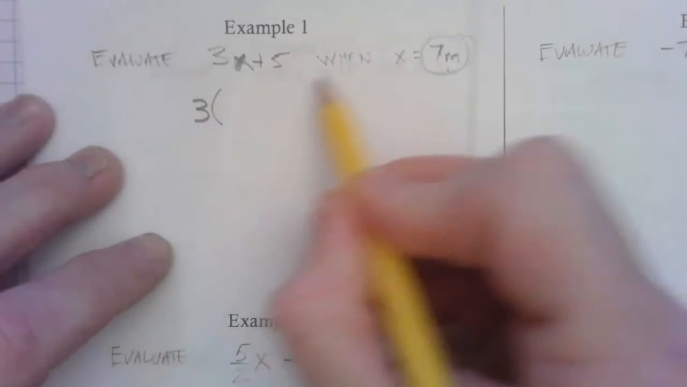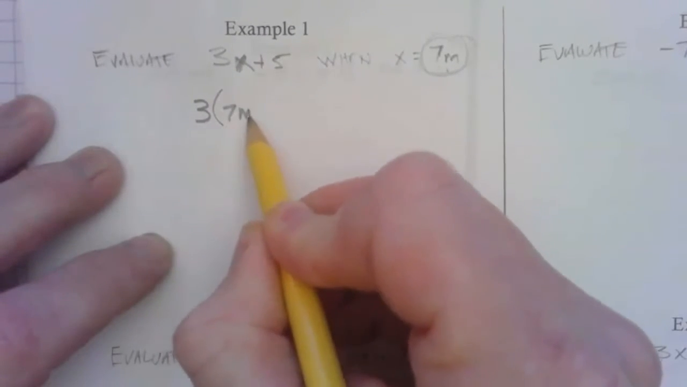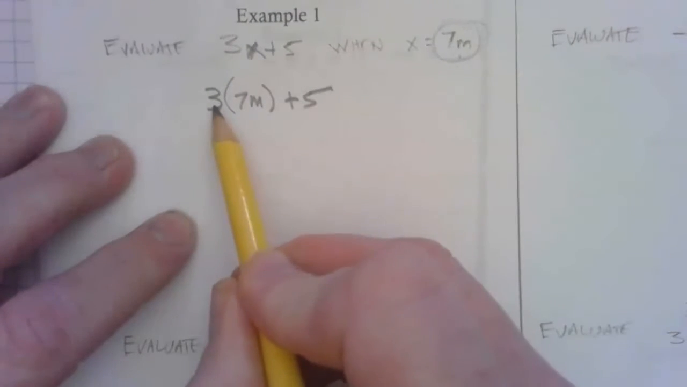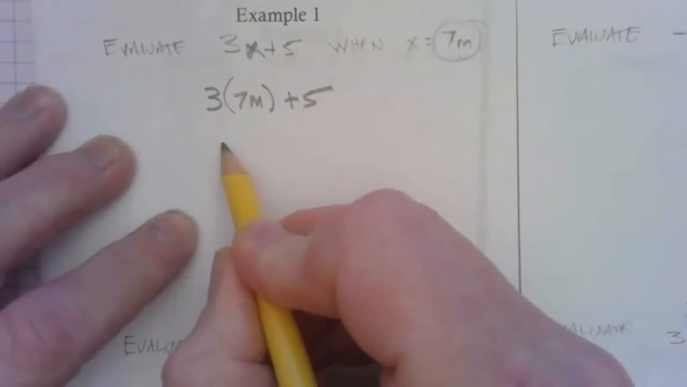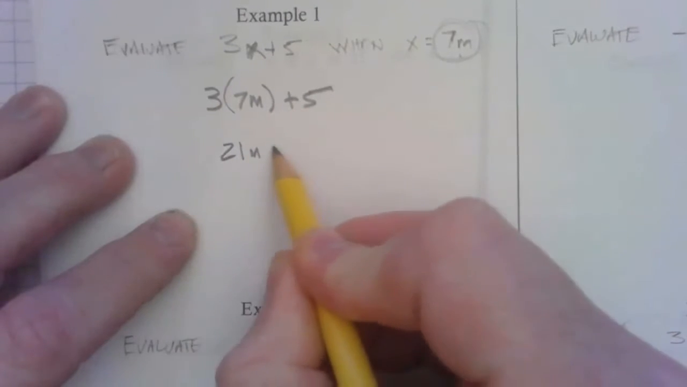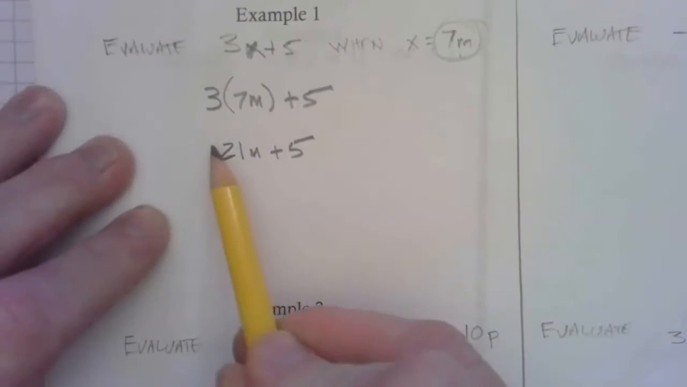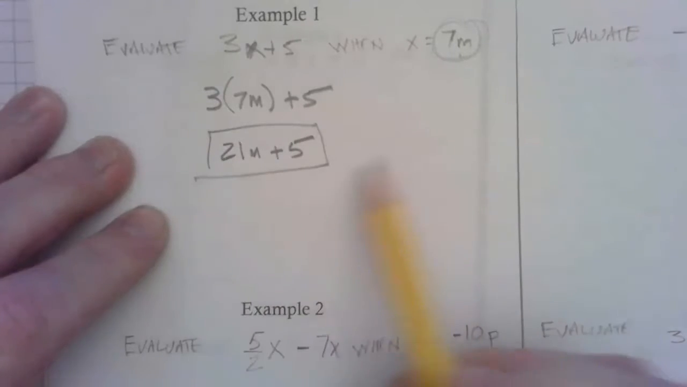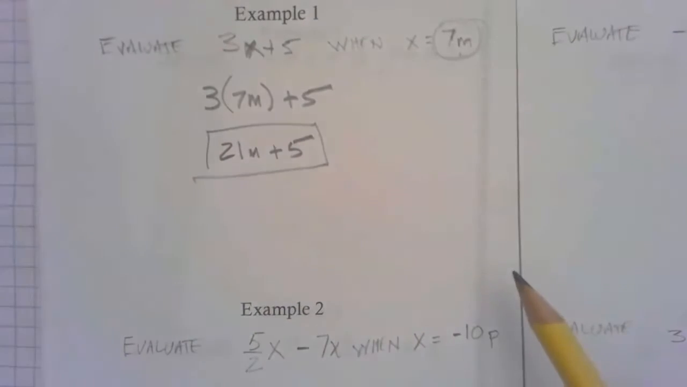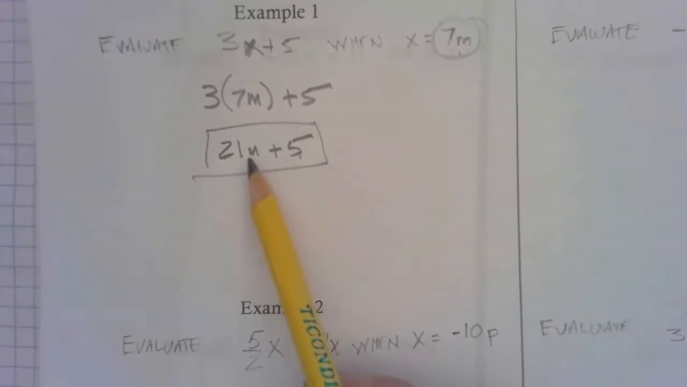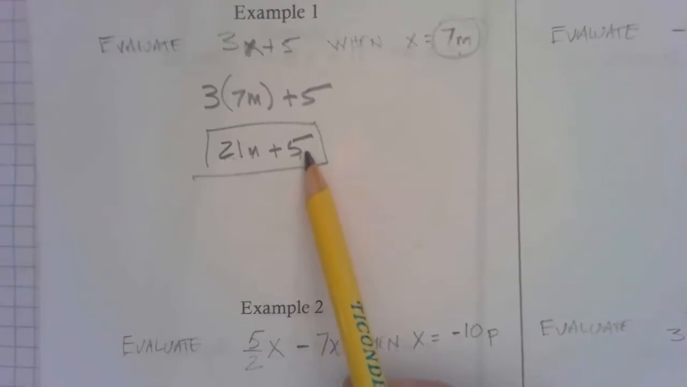So I have 3 times 7m plus 5. Once I multiply the 3 times the 7, I'll have 21m plus 5, and that's all I can do. So in some regards, they're easier if you know how to do them, because there's less calculating to do. I can't combine the 21m and the 5 because they're not the same thing. This one is 21 m's, this is just 5 1's. An m and a 1, and they're not the same thing, so you can't combine them.